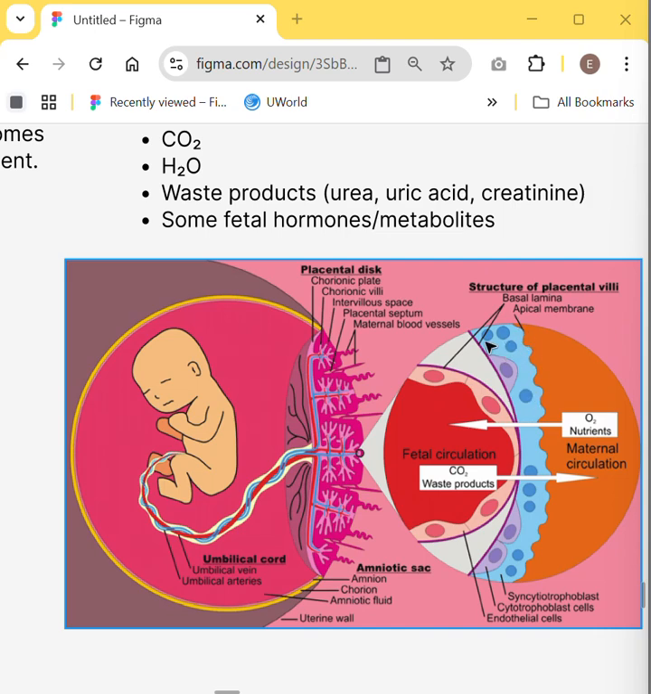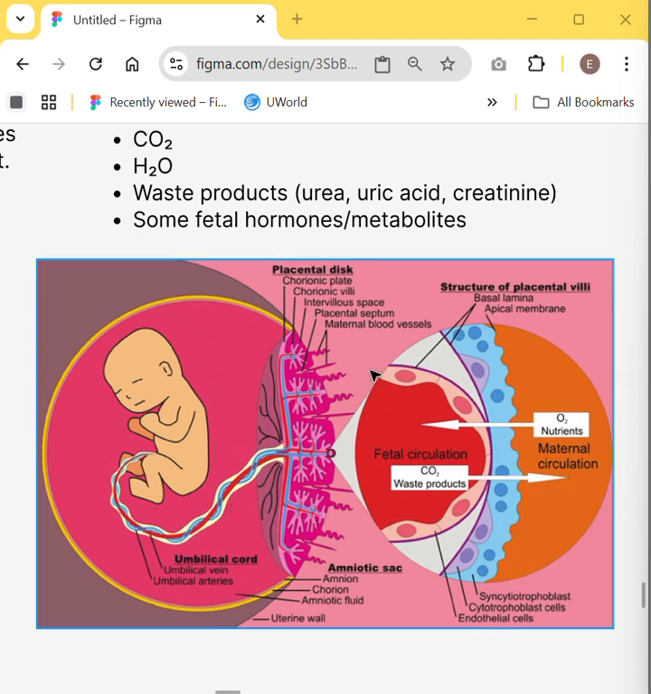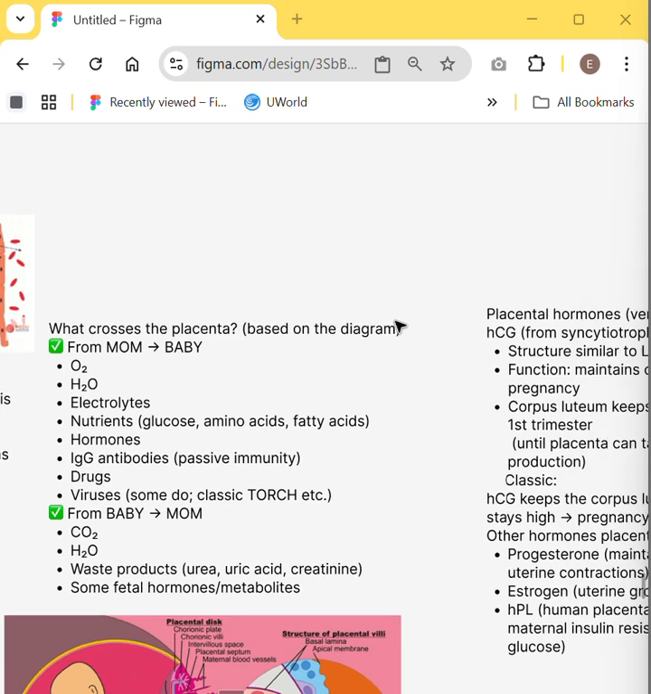This is the basal lamina, right? And this is the apical membrane. So here you have the syncytial trophoblast, cytotrophoblast, endothelial cells. This is the barrier through which the circulation gets exchanged, and this barrier becomes thinner and thinner as pregnancy advances.